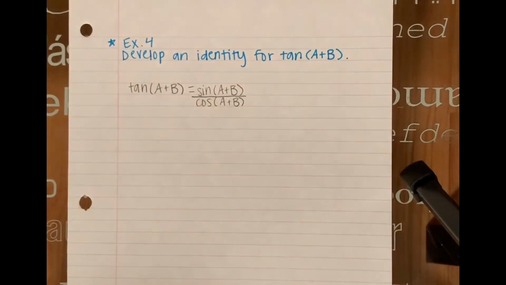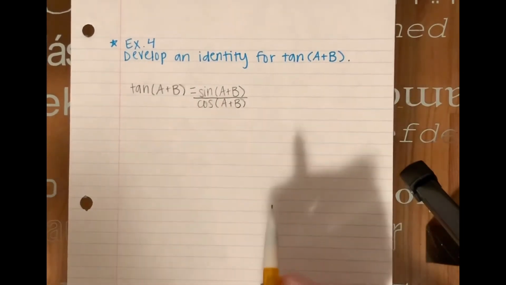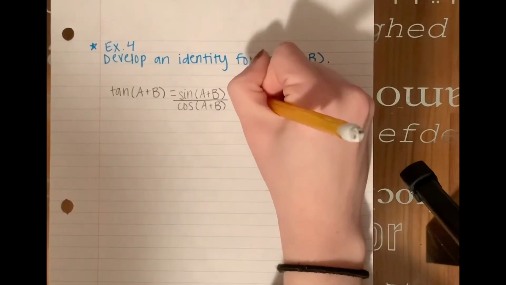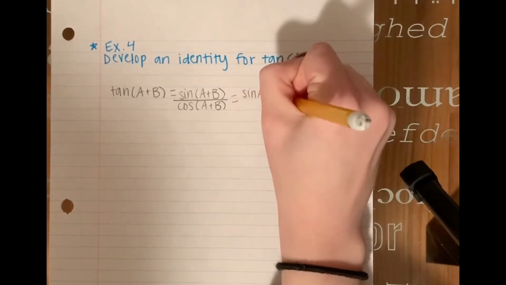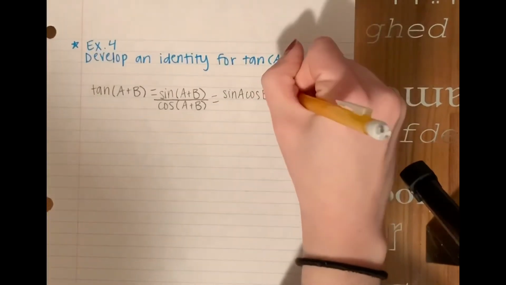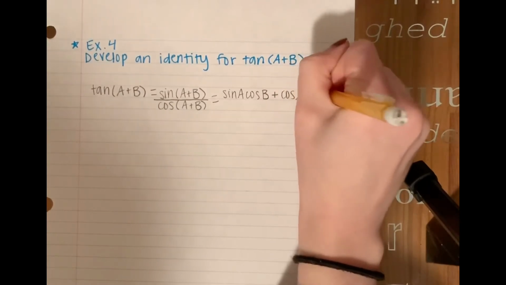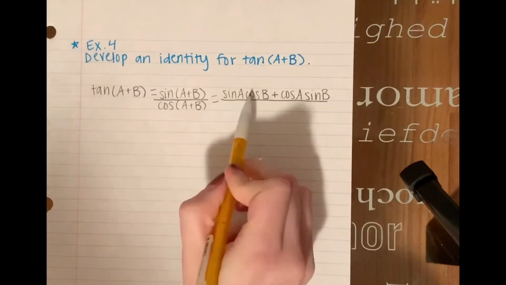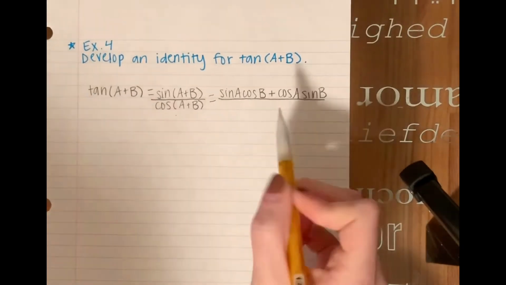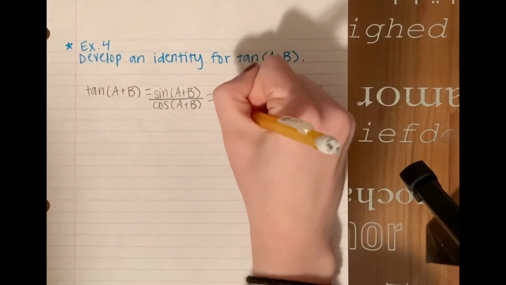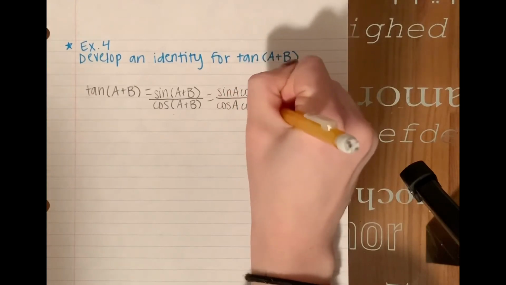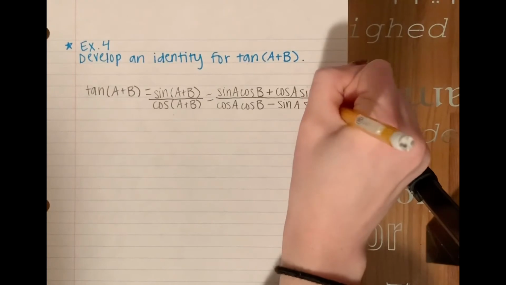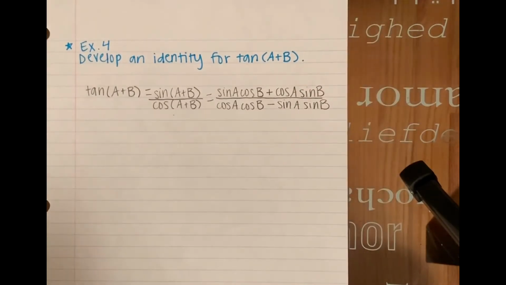Then what we can do is use our other identities that we already know, sine of A plus B and cosine of A plus B, and rewrite this as sine A cosine B plus cosine A sine B all over, so that's just the sine of A plus B part. Then cosine of A plus B would be cosine A cosine B minus sine A sine B. So we've just used our sine and cosine identities.